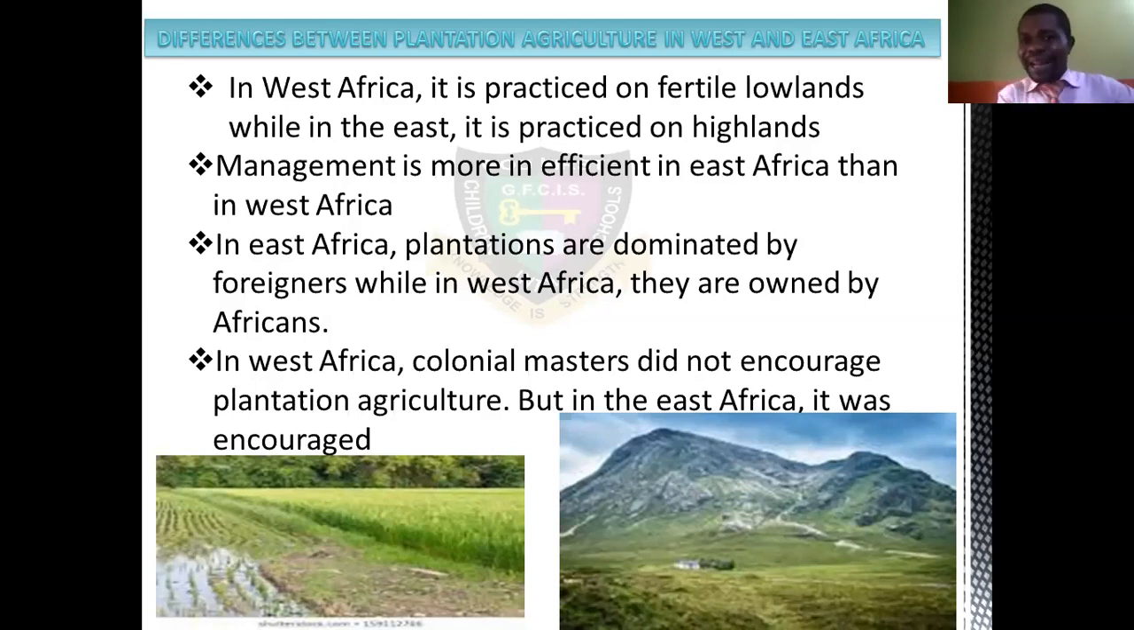Then in East Africa, it is dominated by foreigners, not really Africans. But in West Africa, it is owned by Africans, that is the indigenous people of Africa. So we can see the difference too. It is dominated in the East by foreigners, other peoples that come. It could also be one of the reasons the management is more effective there, because they have gotten advanced technology from there, because Africa is not as developed as the western part of the world.